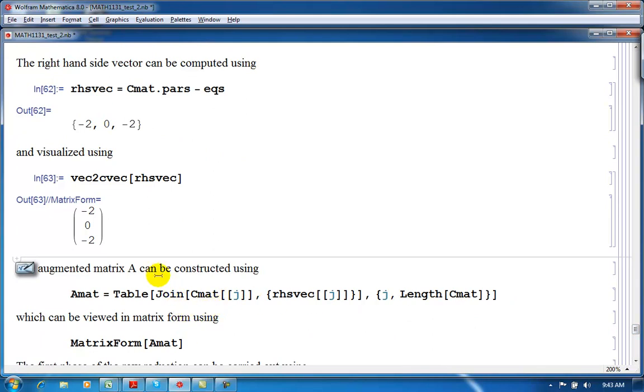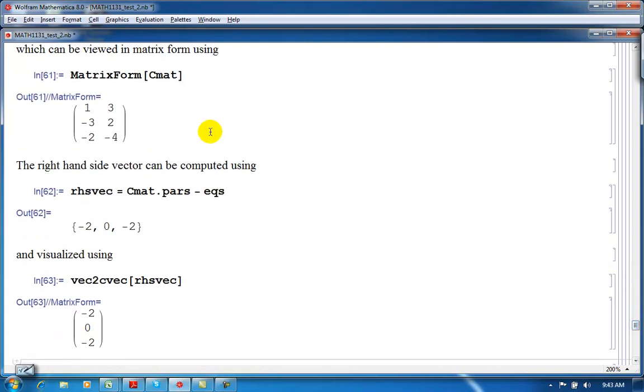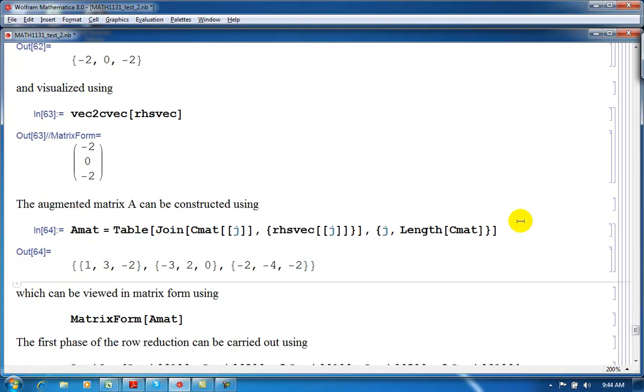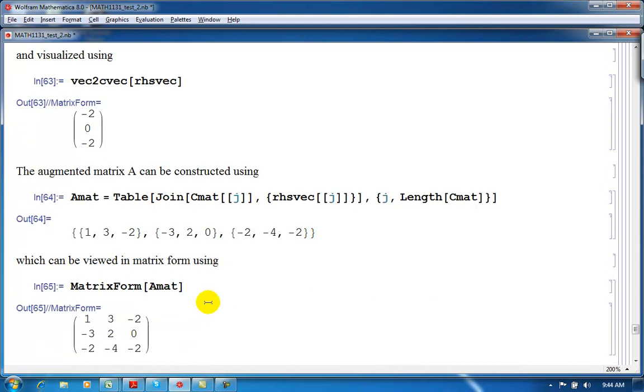so we can now construct the augmented matrix by taking each row of the coefficient matrix and appending the corresponding element of the right-hand side vector for each row of the matrix. So that's it here. So we do it over the number of rows in the matrix C. And there we go. And we can look at that matrix like so.